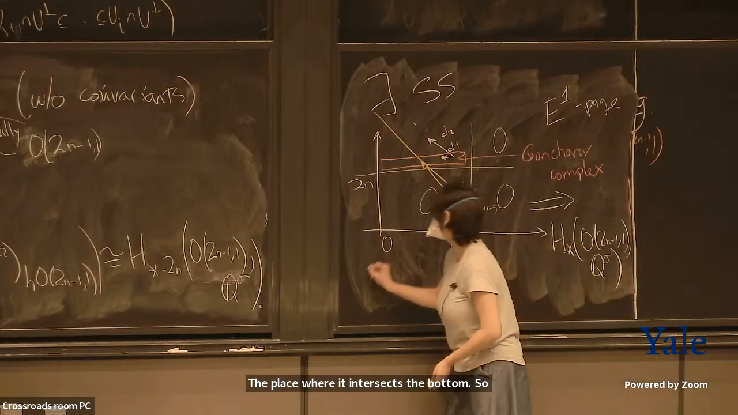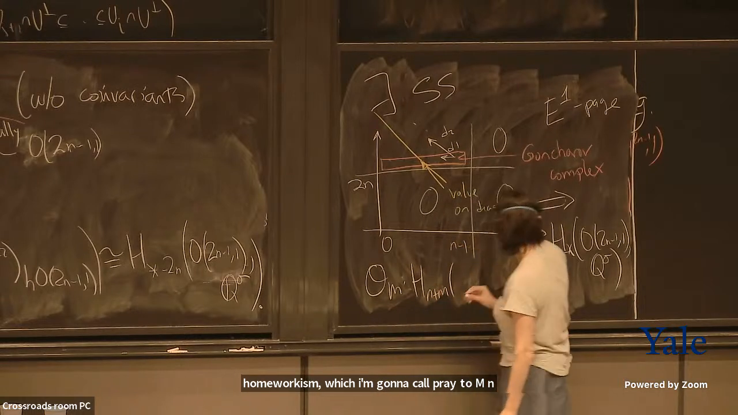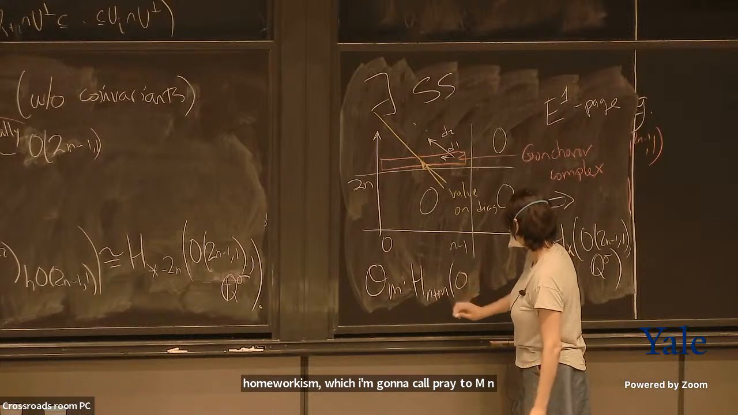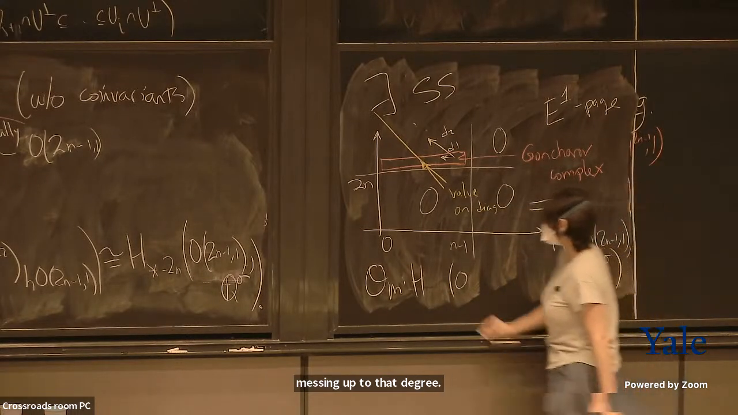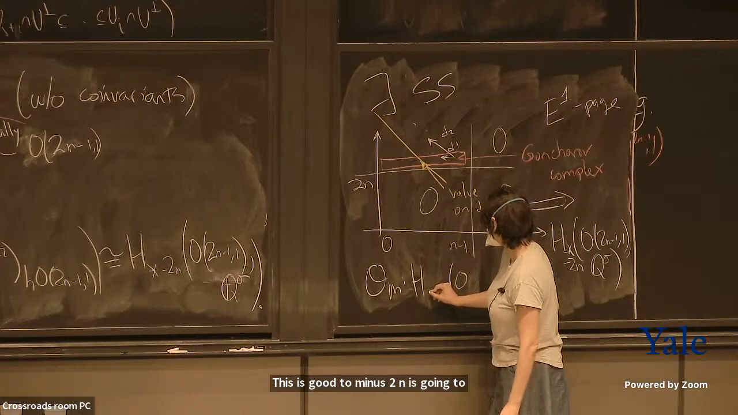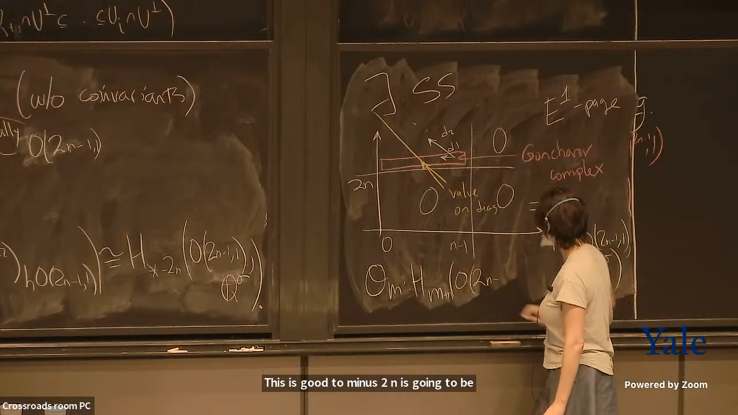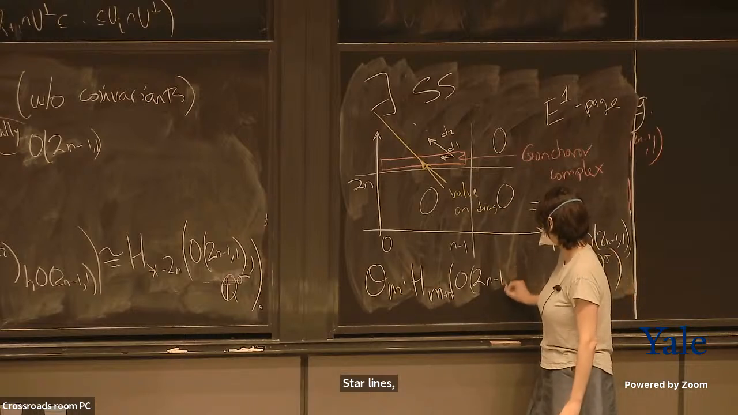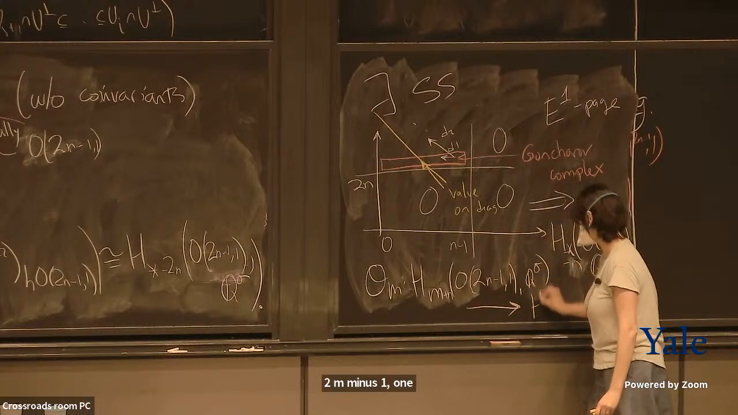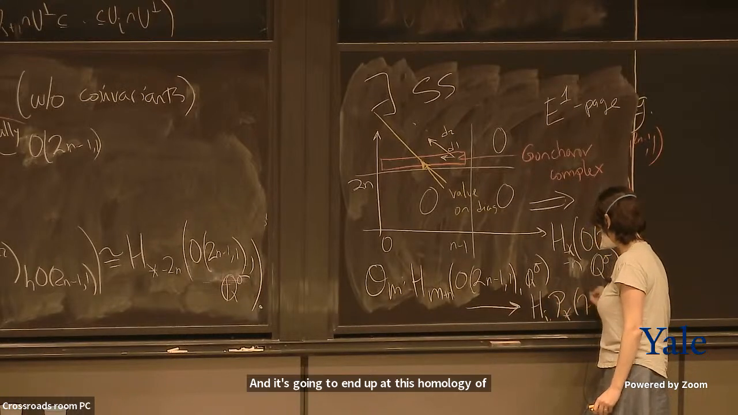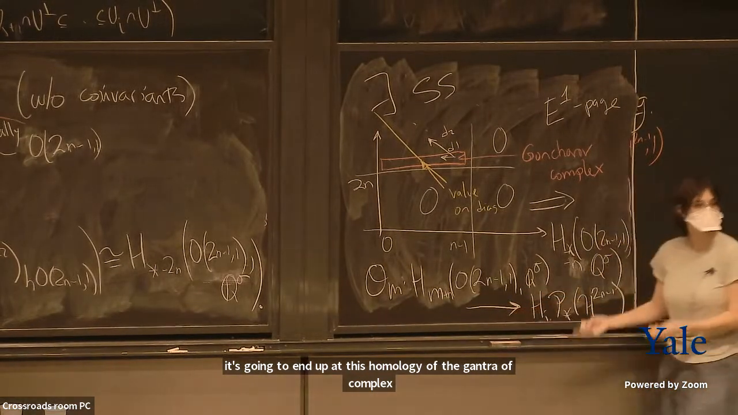So this edge homomorphism, which I'm going to call theta m, goes from homology of n plus m of... messing up the degrees. This is theta minus 2n, and this is going to be n plus n of O 2n, this is star minus n, 2n minus 1, 1. With these twisted coefficients, and it's going to end up at this homology of the Goncharov complex. So this is the map that I said at the beginning exists. It's this edge homomorphism.